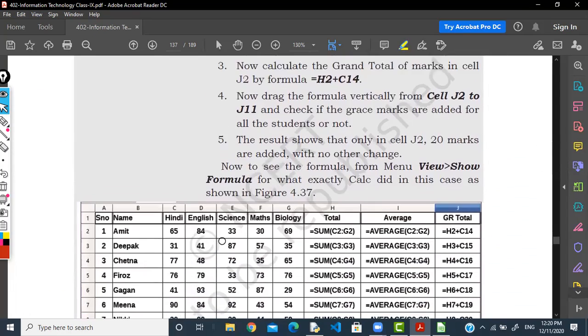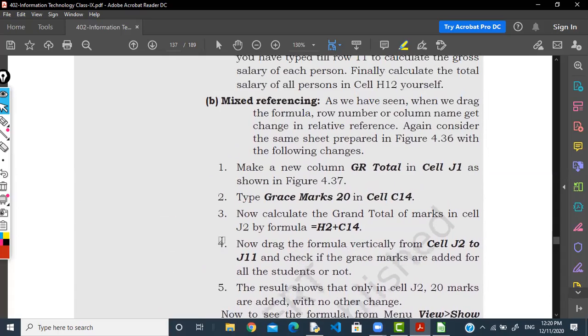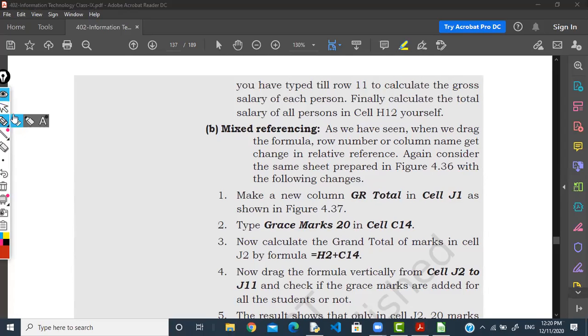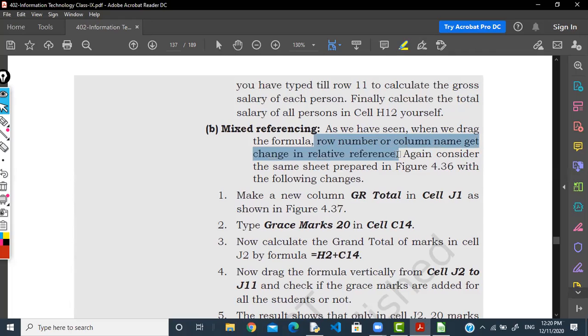Next is mixed cell referencing. What is the meaning of mixed cell referencing? It means that whenever you drag the formula, you can find that only the row number or only the column name gets changed in a relative reference. Any one thing is going to change. It's not going to change in both.